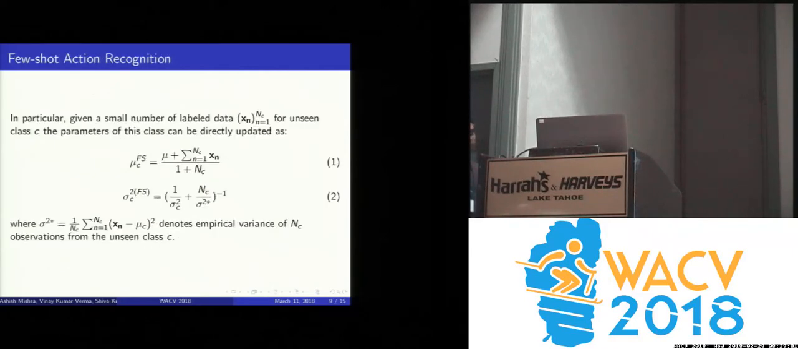And our model also naturally extends to few-shot action recognition, wherein if we are given a few examples of a particular class, we use them to correct the estimated mu and sigma. This follows from the maximum likelihood estimate given the extra data.